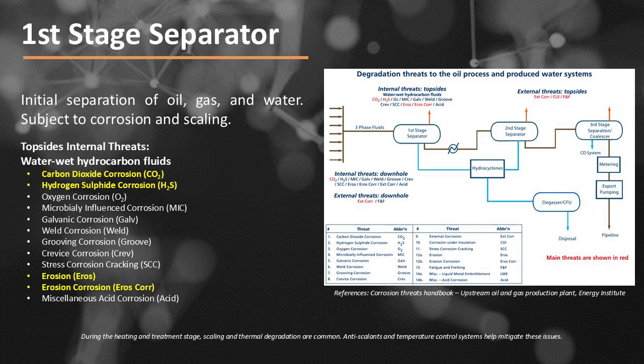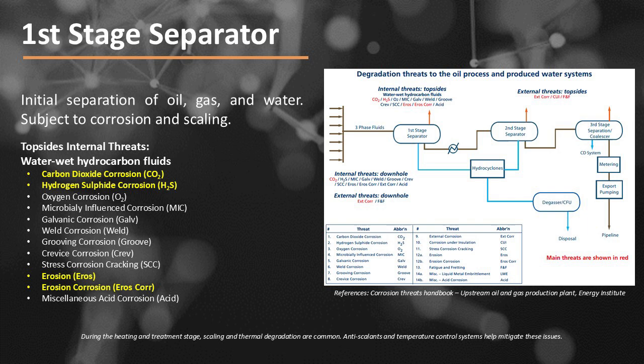Number 4 is oxygen corrosion, or O2. Oxygen is a highly aggressive oxidizer. Even small amounts of oxygen ingress can cause rapid corrosion, particularly in systems that are otherwise anaerobic. This is often a concern in storage tanks and during shutdowns.